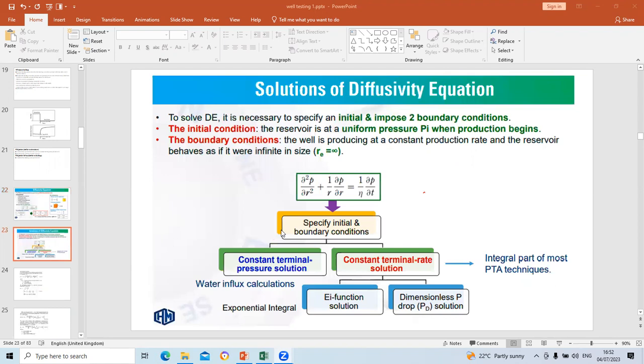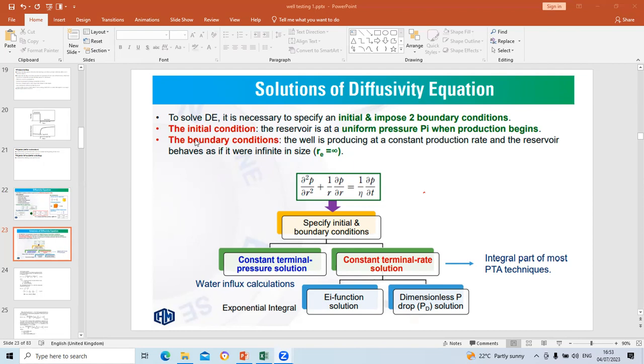This equation is not easy for you to solve. For you to solve this equation, there are two things that you have to first of all characterize before you solve it. First is the initial condition. And the initial condition is the reservoir is at a uniform pressure when production begins. So we are assuming that at the early stage of production, the reservoir is at a uniform pressure. If that assumption is not made, then there is no way you can solve this equation.